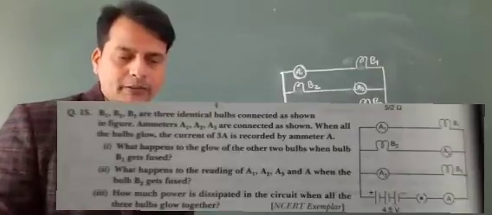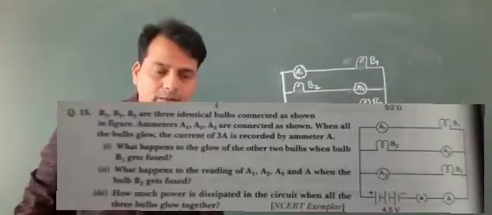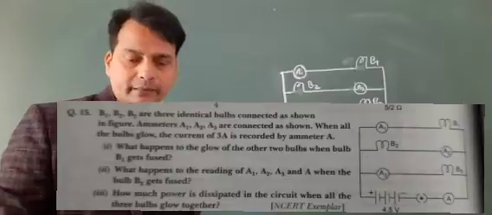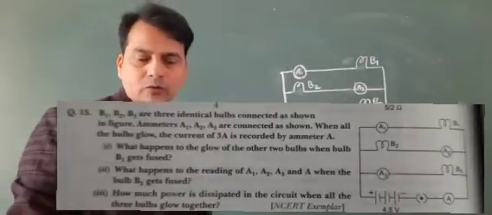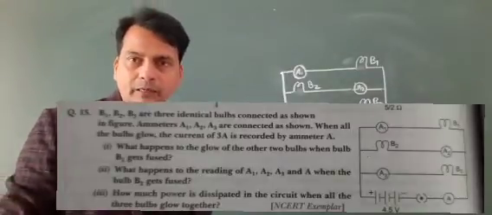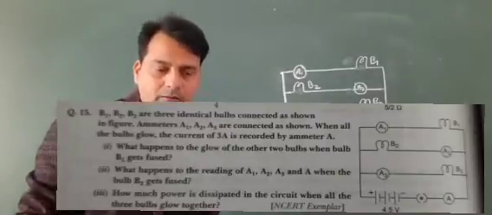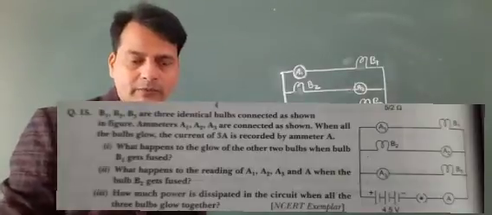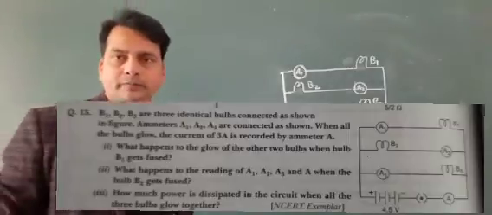B1, B2, B3 are three identical bulbs connected as shown in the figure. Ammeters A1, A2, A3 are connected as shown. When all the bulbs glow, a current of 3 ampere is recorded by ammeter A. The first question is: what happens to the glow of the other two bulbs when bulb B1 gets fused?